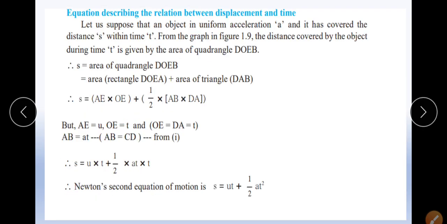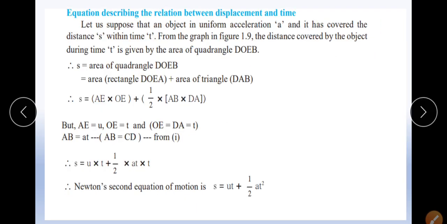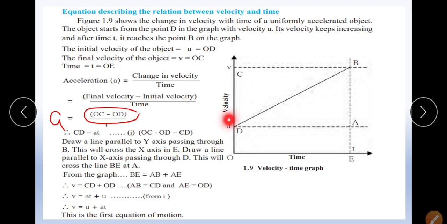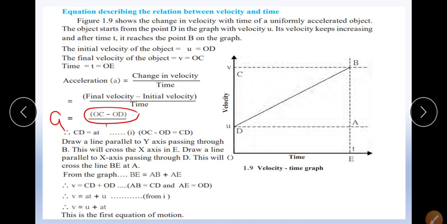In the second derivation also, we have to use the same graph. Let us suppose that an object has a uniform acceleration a, and it has covered the distance s with time t. See, it has covered the distance s with time t.